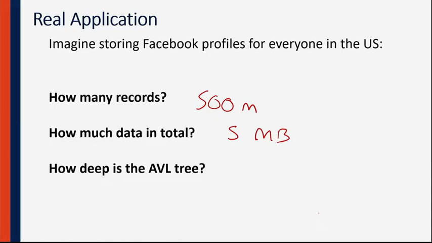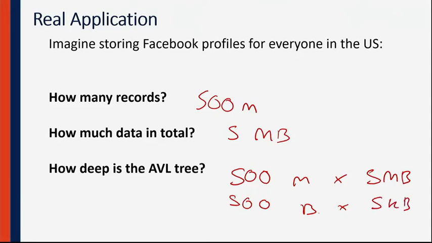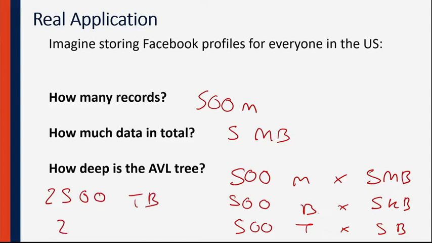Thinking about the entire amount of space that it would take to store all of this data, we can multiply 500 million by 5 megabytes. Doing that's going to result in us having 500 billion times 5 kilobytes, 500 trillion times 5 bytes, and then moving this over, that's going to be 2,500 trillion bytes, or 2.5 petabytes of data. This is an incredible amount of data.